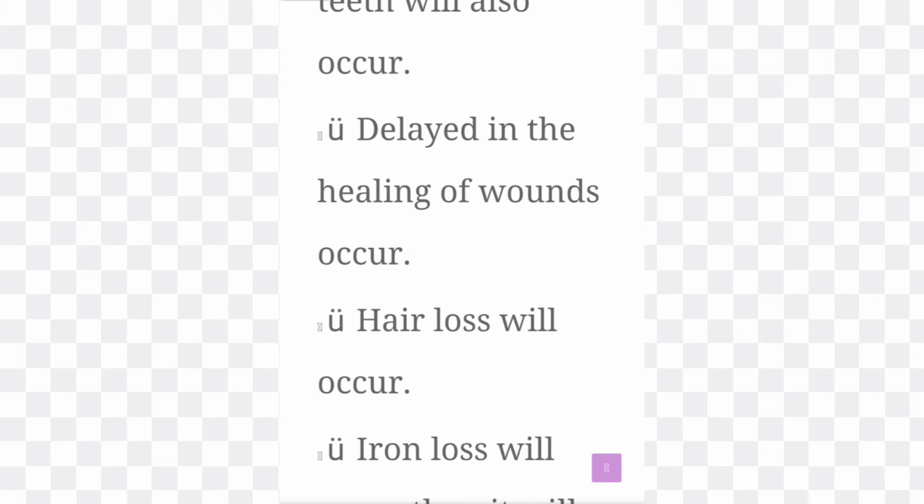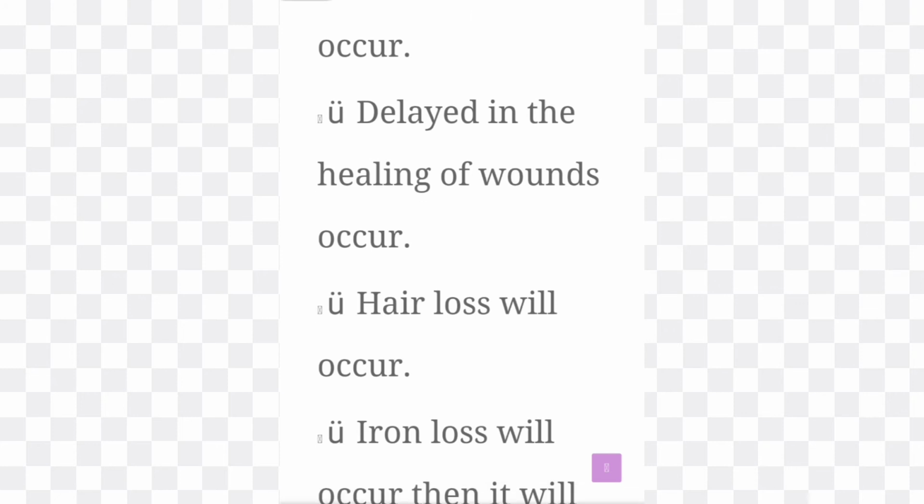Vitamin C is one of the most important vitamins required in our body on a daily basis, because vitamin C is a water soluble vitamin. So we should take it daily because it is excreted out from the body easily. So we should take vitamin C on a daily basis.